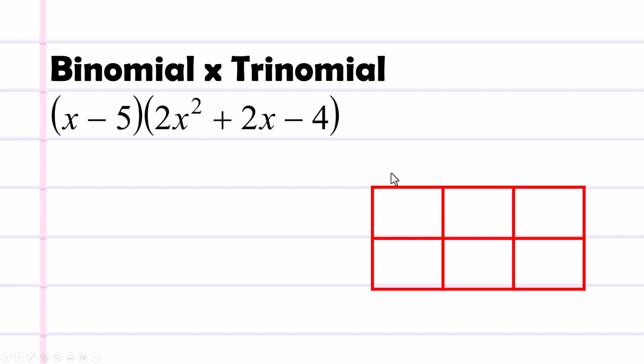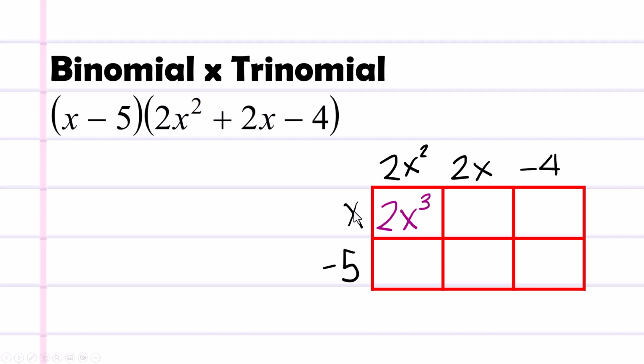So the trinomial with 3 terms has to go along the top because I have 3 boxes this way. And then we're going to do the x minus 5 down the side. And we do the multiplication. Again, not the only way you could do it. I just think it's very compact and super efficient.